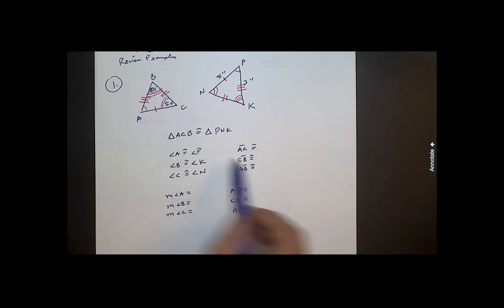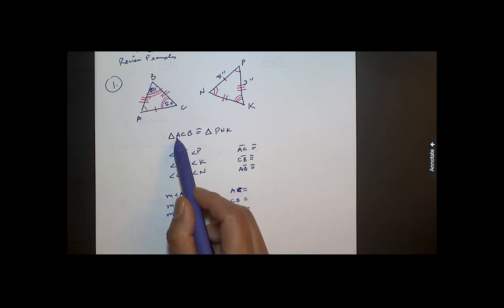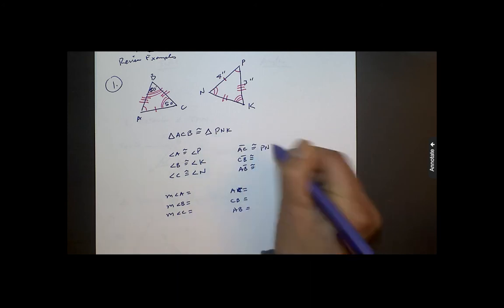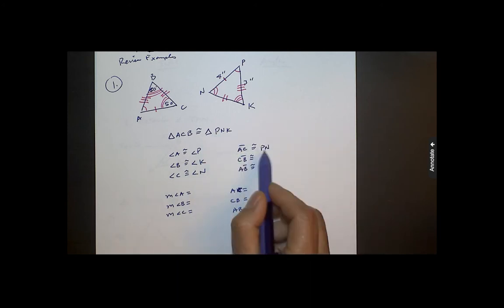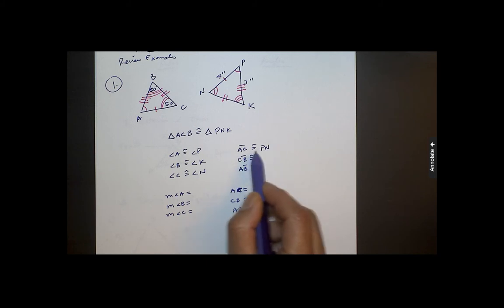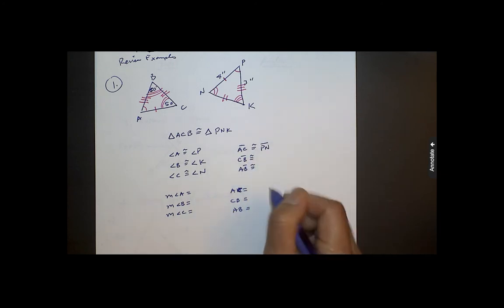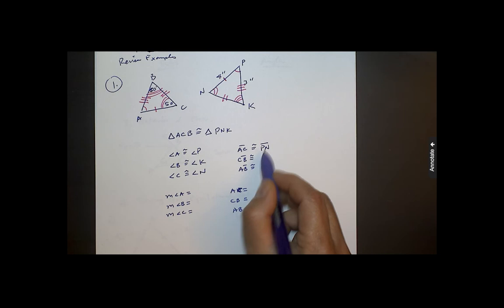What about the sides? AC, first and second letters, matches with PN. Is that a correct statement? No. By now, you all know that it is incorrect, because PN by itself is a number, and numbers are not congruent to something. We need to make this a shape. So it's side PN, or actually line segment PN.